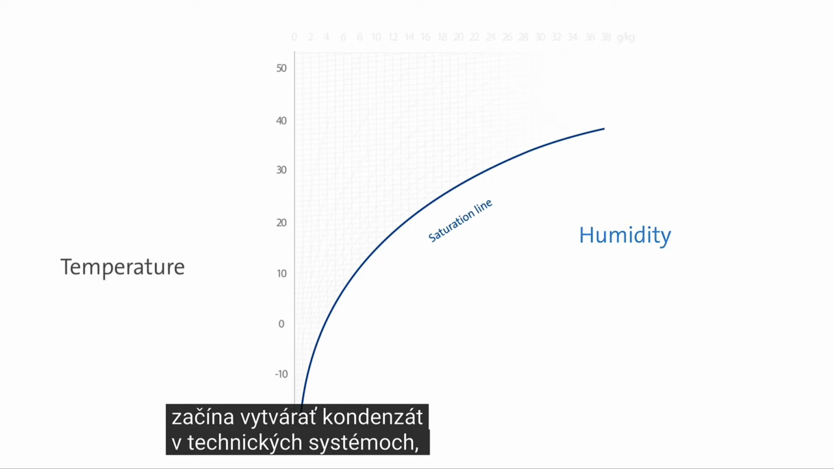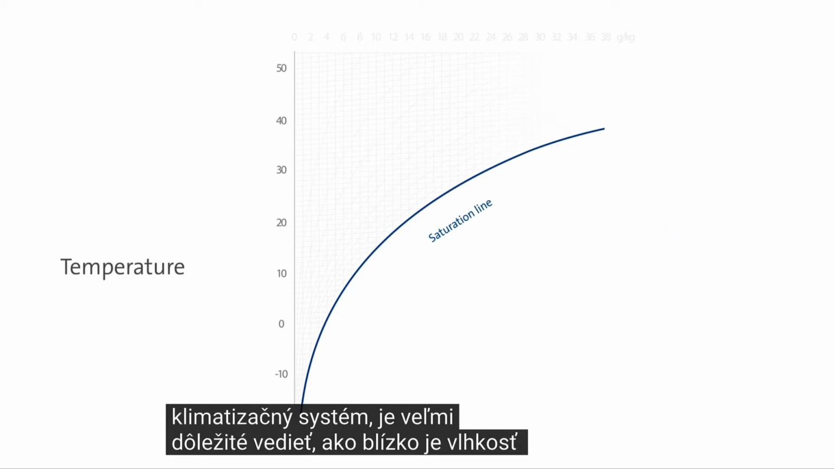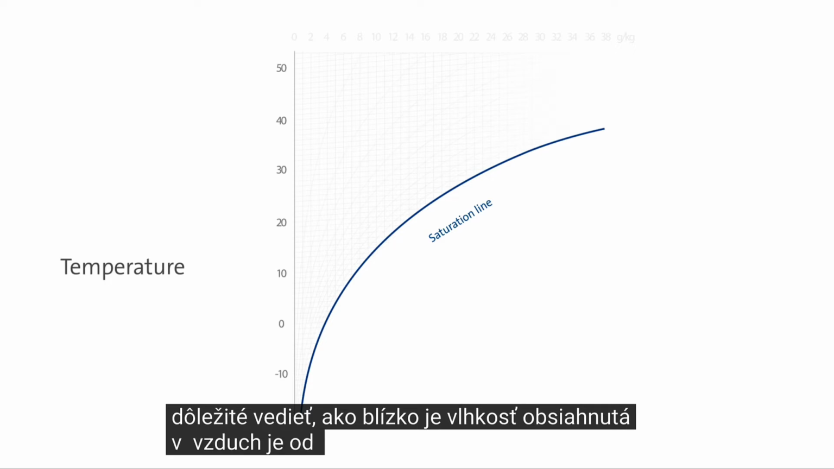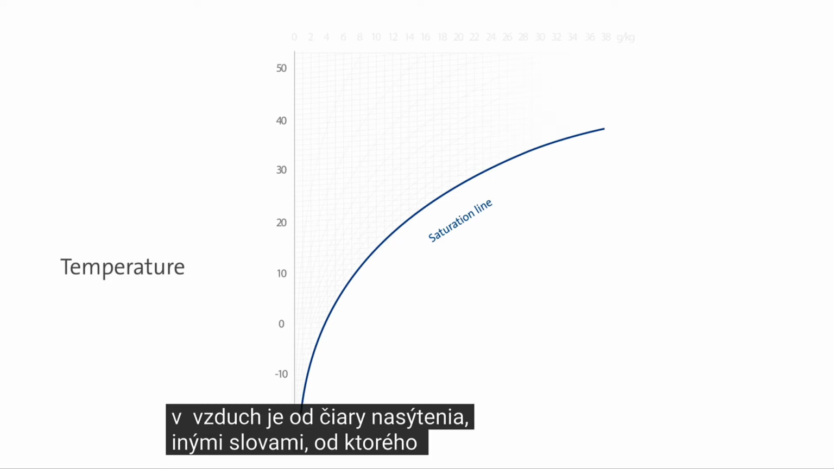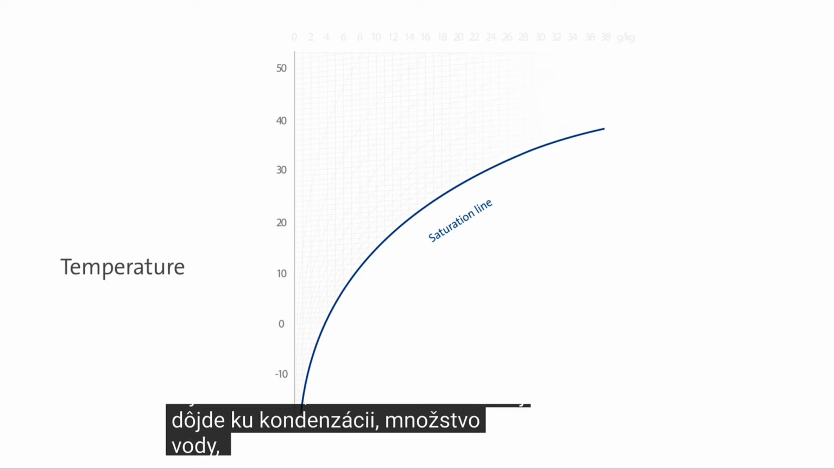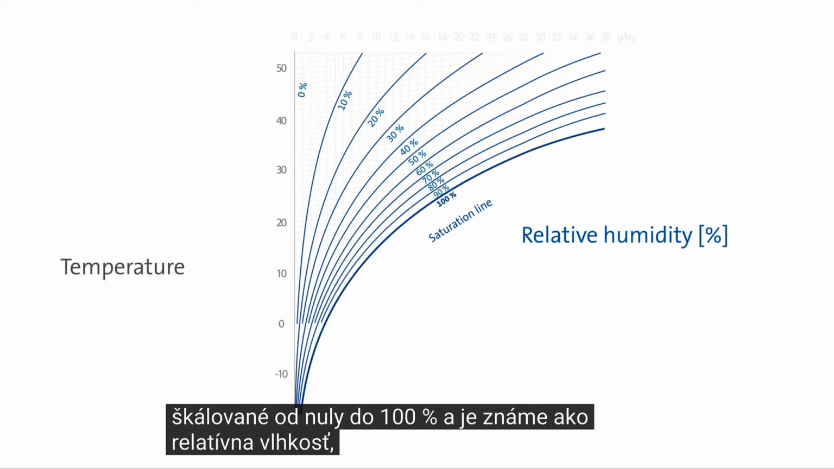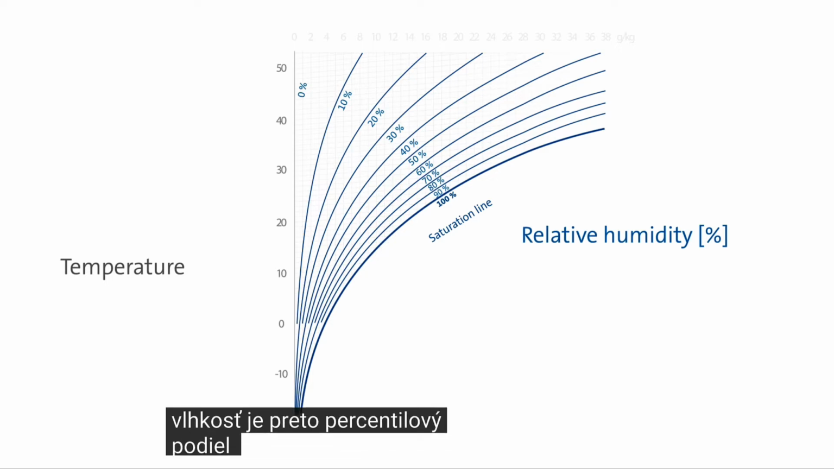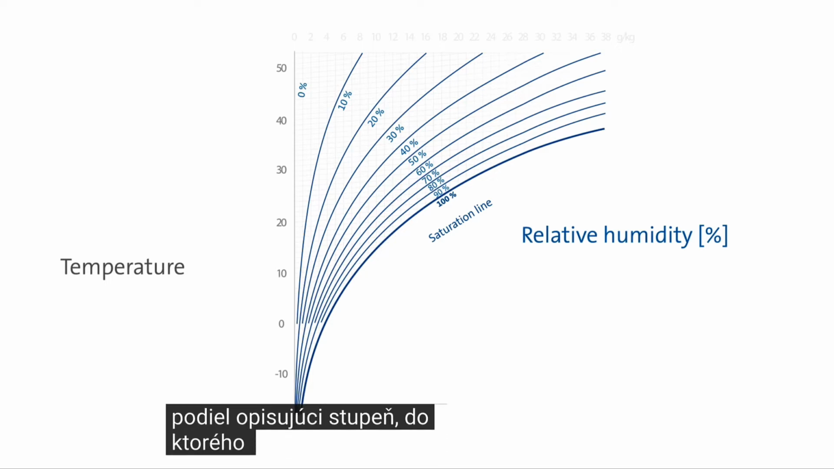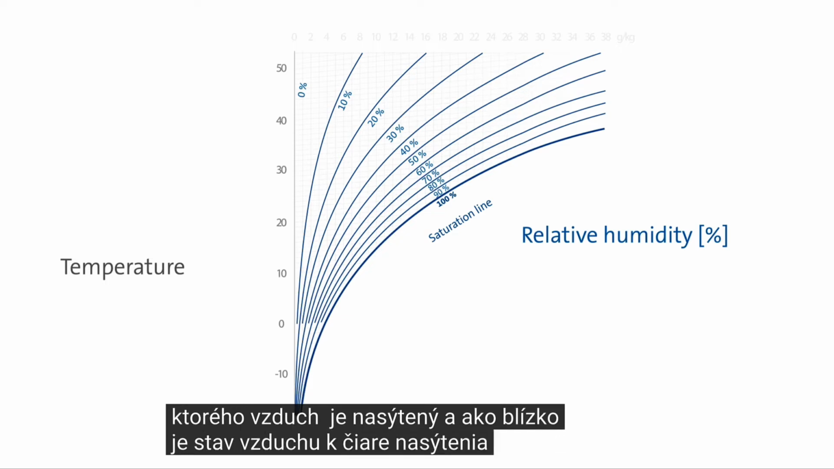In technical systems such as an air conditioning system, it is very important to know how close the humidity contained in air is from the saturation line. In other words, from what point onwards condensation will occur. The amount of water which air can absorb is therefore scaled from 0 to 100% and is known as relative humidity. Relative humidity is therefore a percentile proportion describing the degree to which air is saturated and how close the air condition is to the saturation line.